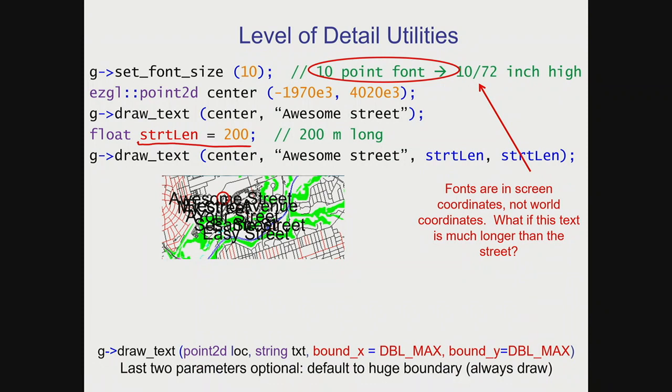As you zoom in, it'll actually draw again, because the number of pixels that 200 meters maps to is increasing as you zoom in. So as you zoom in enough, the text will eventually pass this test and start rendering. So it's a pretty easy way to make text appear and disappear as you zoom in and out.